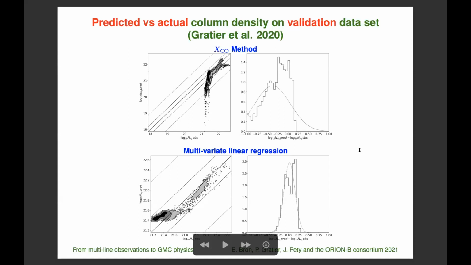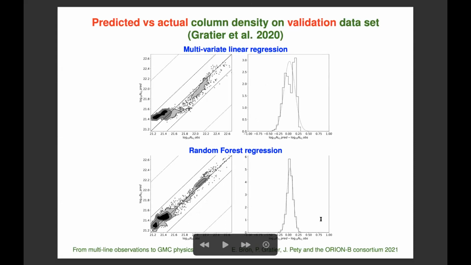If you use a multivariate linear regression, then things are a bit better, but still you see that the histogram of the residual is double peaked and it's quite large. And you see that indeed the predictions are biased. The prediction is biased high for low column densities and biased low for intermediate column densities.